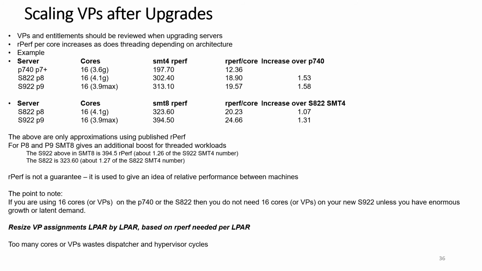If you have too many cores or too many VPs, you're just going to waste dispatcher and hypervisor cycles. Now, with that said, if the LPAR with 16 cores is running at 100%, then you have latent demand, so any resizing you probably should do after you migrate it, after you've had an opportunity to measure what it's now using.